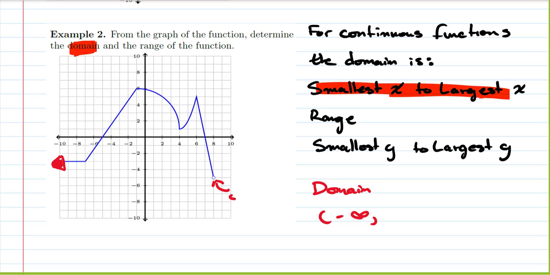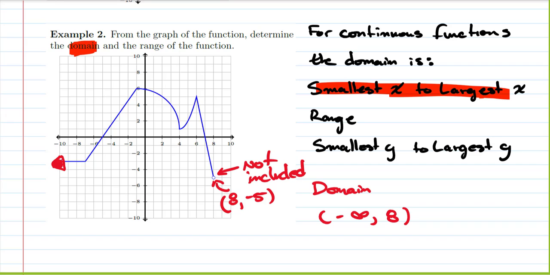And then our largest x, we get to right here. And as we noted before, the ordered pair is (8, -5). But it also has the open circle, so that means it is not included. So then our largest x would be the value of 8, but not included, right? So it gets a rounded parenthesis.